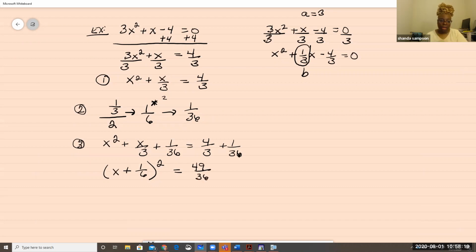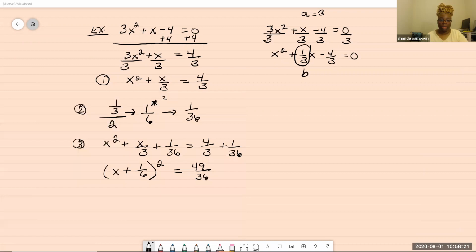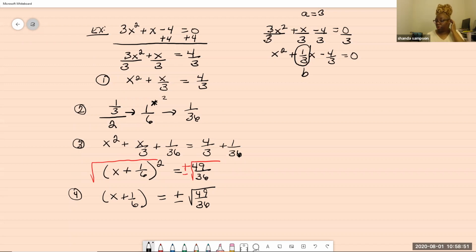All right. Next step is what? Square root both sides. So I wind up with x plus 1/6 is equal to plus or minus square root of 49/36. Don't forget, now I can rewrite it down here. I'll wait till I get to the top. Remember, we can't have a square root in the bottom.